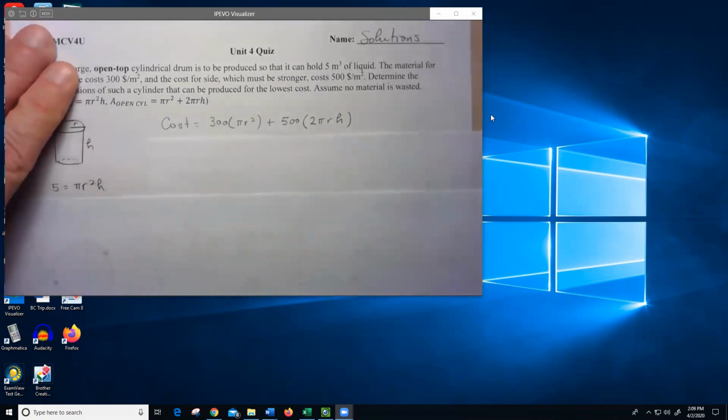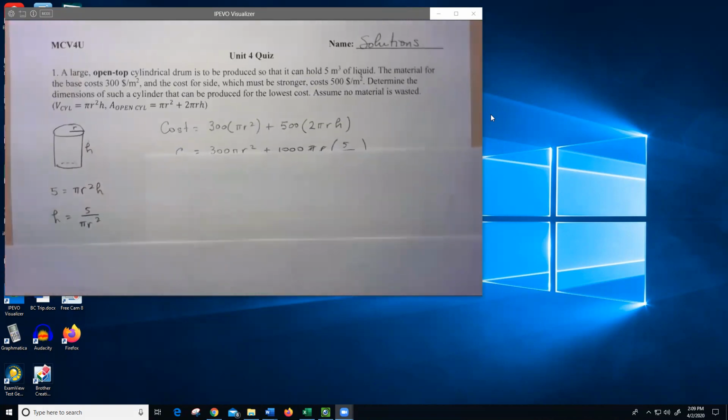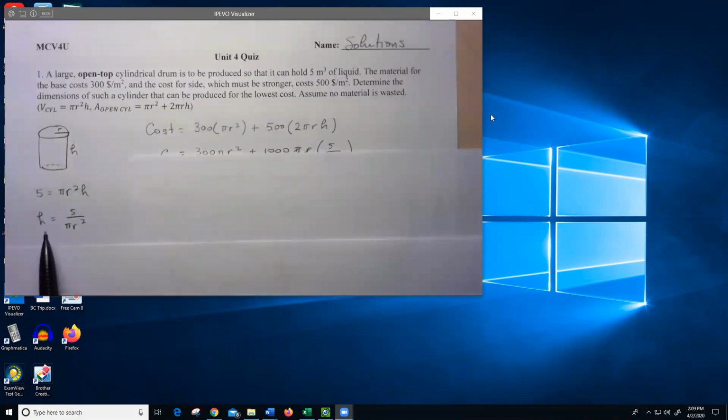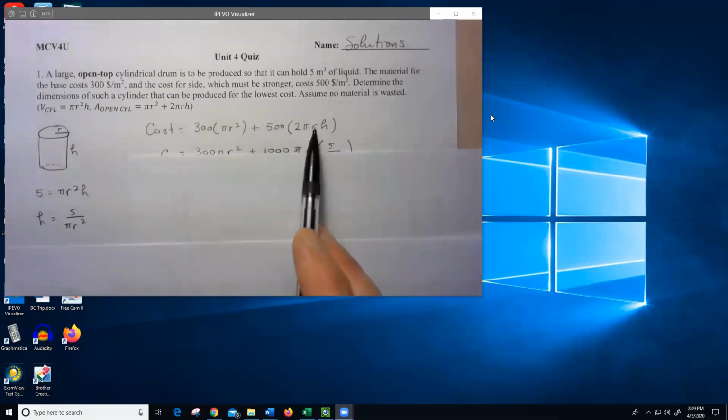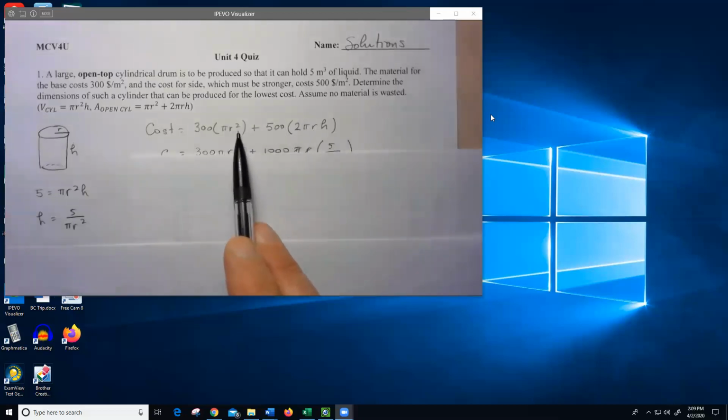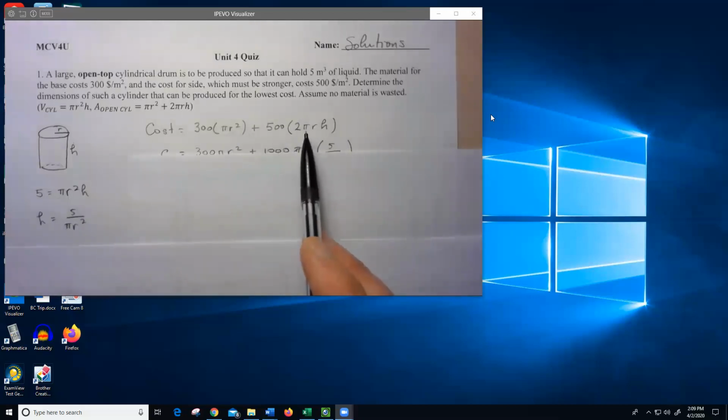Now, of course, this has two variables, and this is where I used the constraint that the volume had to be equal to 5, and that allowed me to write one variable in terms of the other. Now, I chose to write h in terms of r squared, because if I isolate r, I end up with a square root. If you did it the other way, you should be able to get the answer just as well. It's just not going to be nearly as nice.